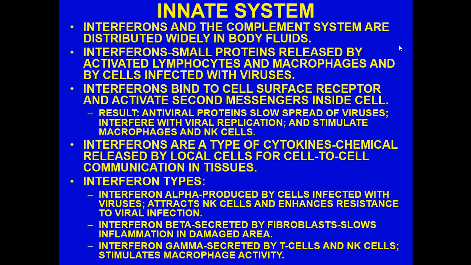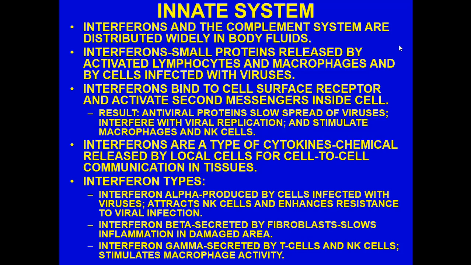Now, interferons bind to cell surface receptors and activate secondary messenger systems inside the cell. What is the result of this? You have antiviral proteins that slow the spread of viruses, interfere with viral replication, and stimulate macrophages and natural killer cells. Really, interferons are a type of cytokines, which are chemicals released by local cells for cell-to-cell communication within the tissues. There are several different types of interferon.